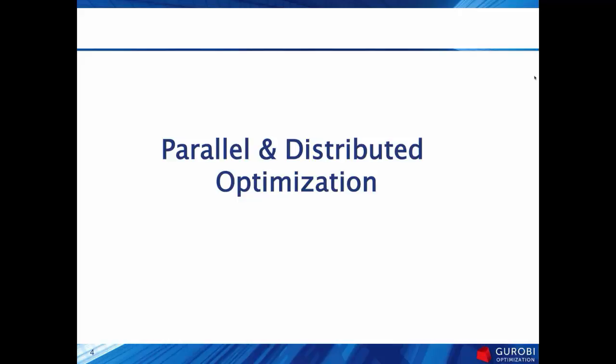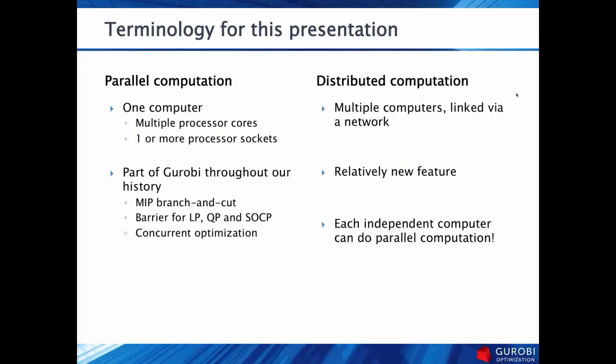So again, our subject for today is parallel and distributed optimization. Before we get into these topics, let's talk about some terminology. Parallel computation, for today's talk, when I use that phrase, I mean one computer with multiple processor cores and one or more processor sockets, meaning one or more chips, each with multiple processor cores. Parallel computation has been part of Gurobi throughout our history, and we have it in several different ways. Mixed integer programming branch and cut does parallel computation. So does the barrier algorithm for continuous optimization, that is linear programming, quadratic programming, and second-order cone programming. And finally, concurrent optimization, which I'll talk about in a little bit.